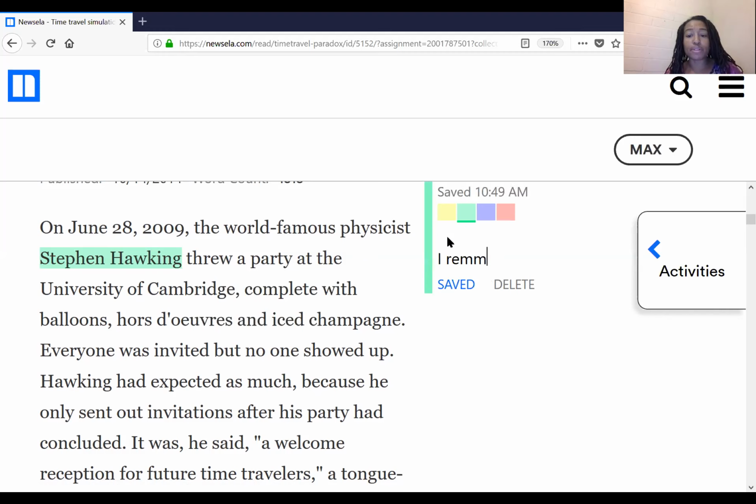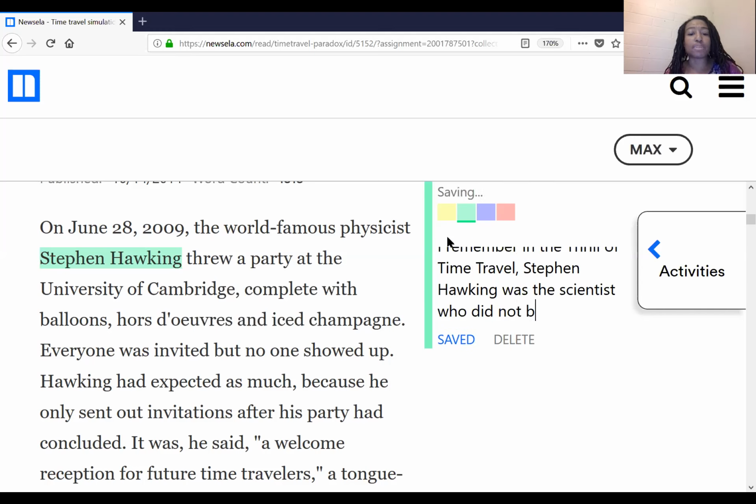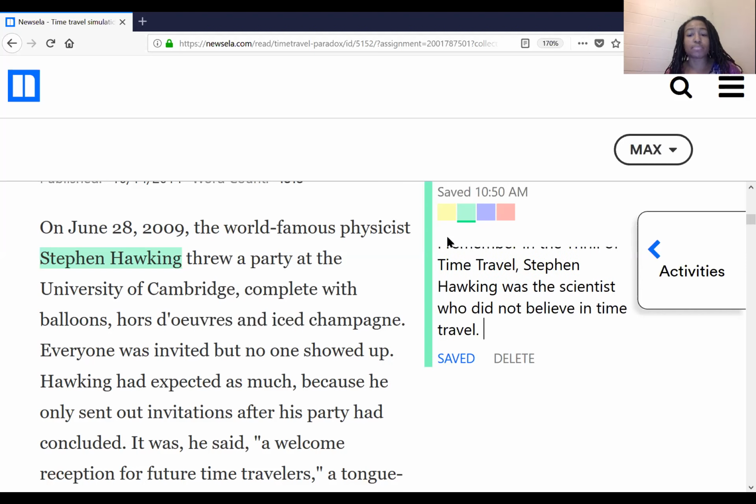Remember, in the thrill of time travel, Stephen Hawking was the scientist who did not believe in time travel. I remember that from yesterday when I read that article. So I'm making that connection to the same article from yesterday.